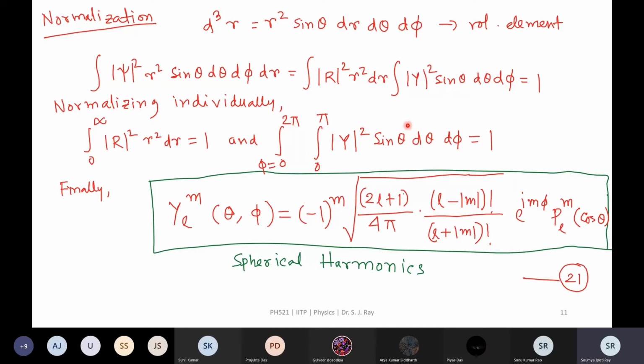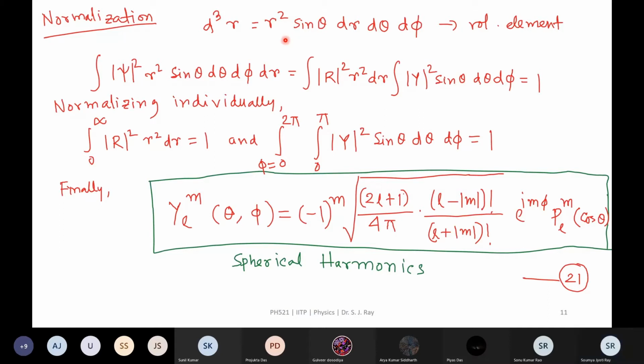Is it? Yes, sir. Okay. Good. So basically it is nothing other than the small volume that is present between r to r plus dr, theta to theta plus d theta, and phi to phi plus d phi.